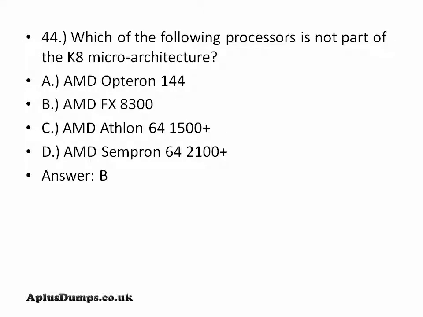Question 44. Which of the following processors is not part of the K8 microarchitecture? A. AMD Opteron 144. B. AMD FX 8300. C. AMD Athlon 64 1500 plus. D. AMD Sempron 64 2100. The answer is B. AMD FX 8300.